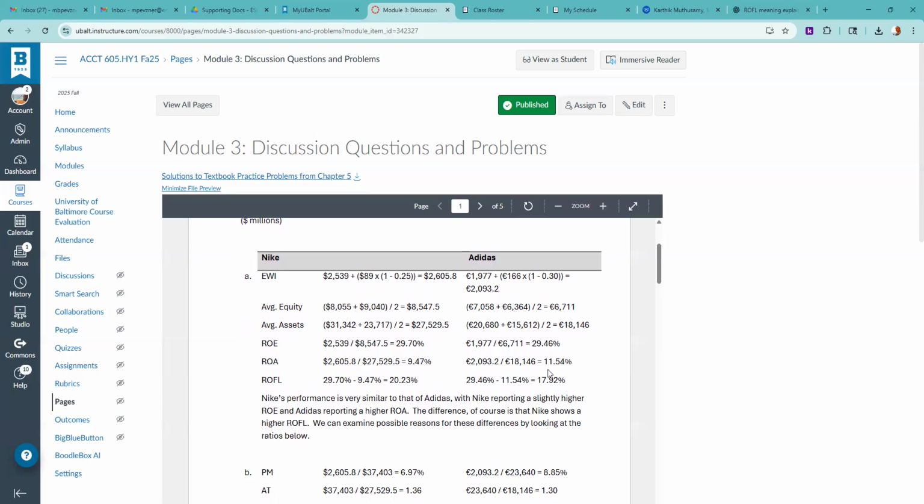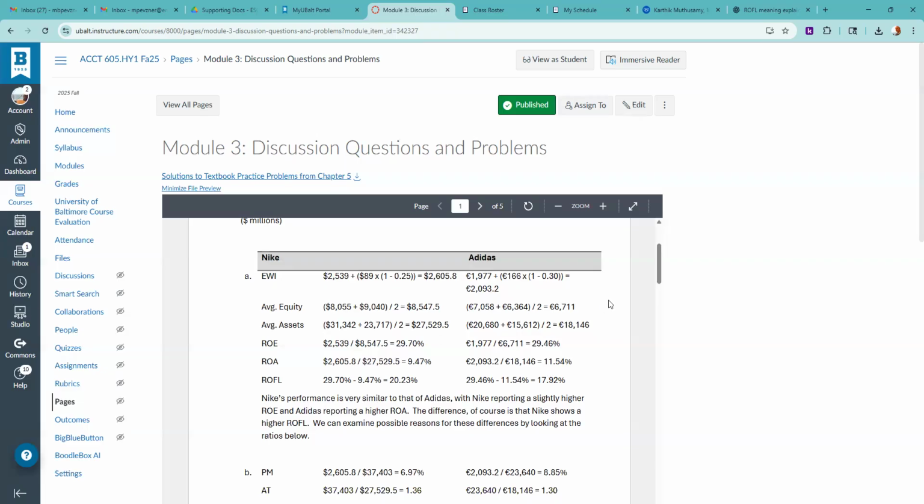financial leverage, which is actually the first time I have ever seen this ratio. It's not a very common one, what they call ROFL. And it says for two companies, Nike and Adidas, and we're given statutory tax rates of 30 and 25% respectively.